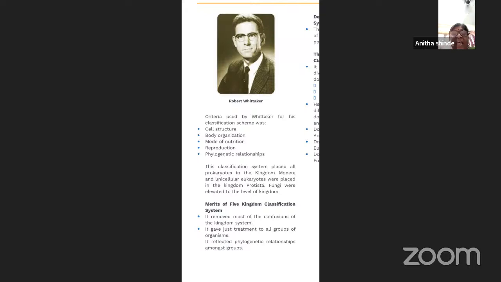So in his system, he concentrated on the cell structure, body organization, mode of nutrition, reproduction, as well as the phylogenetic relationships. Five kingdoms means five kingdoms are there, no? What are those? Monera, Protista, Fungi, Plantae, and Animalia. Whittaker only gave another kingdom, which he called Fungi. Already you had Monera as well as Protista, but Fungi was not there. So he included the fungi.